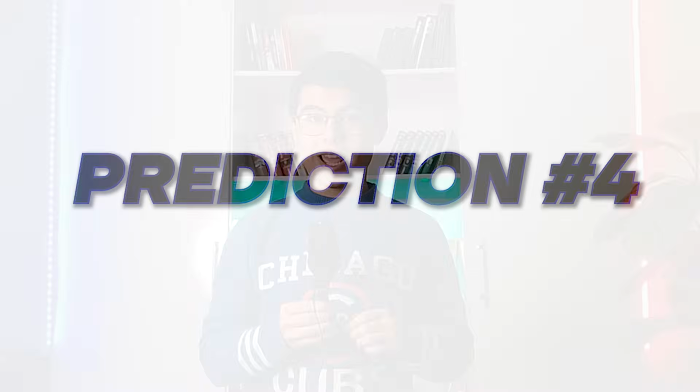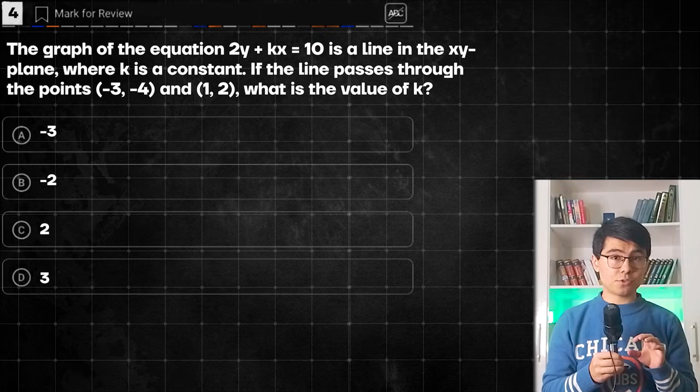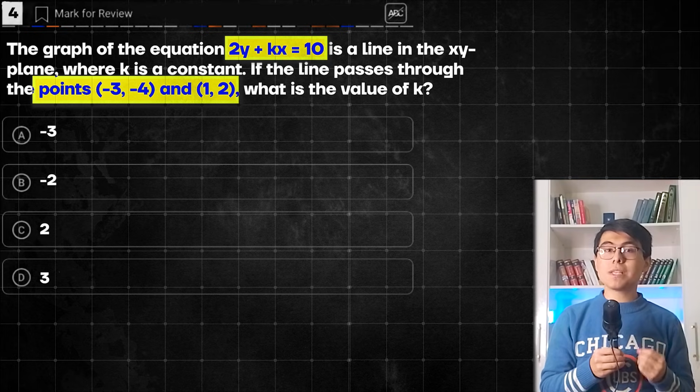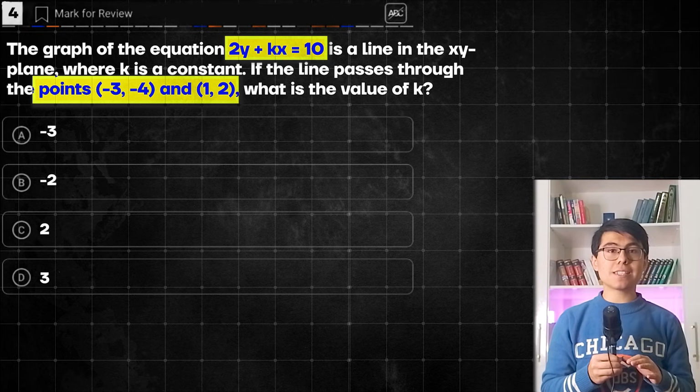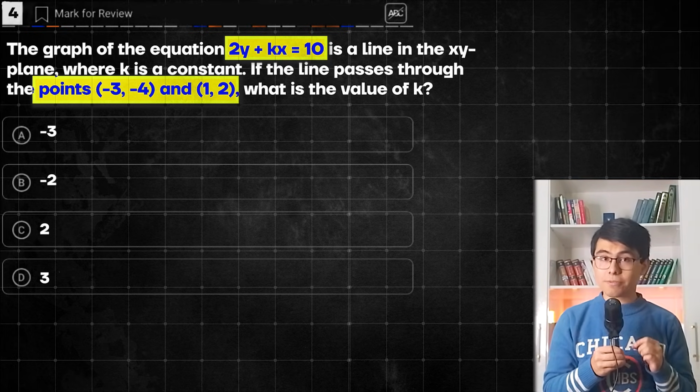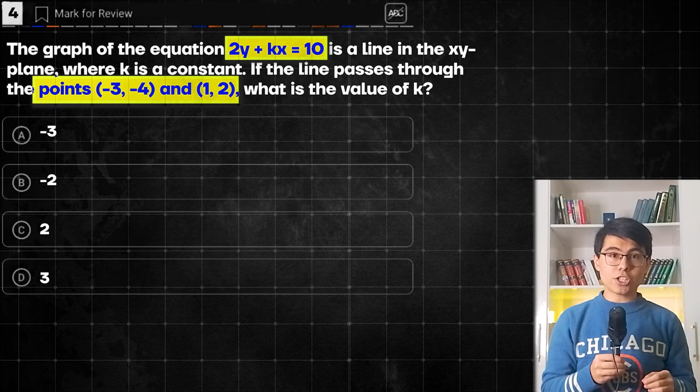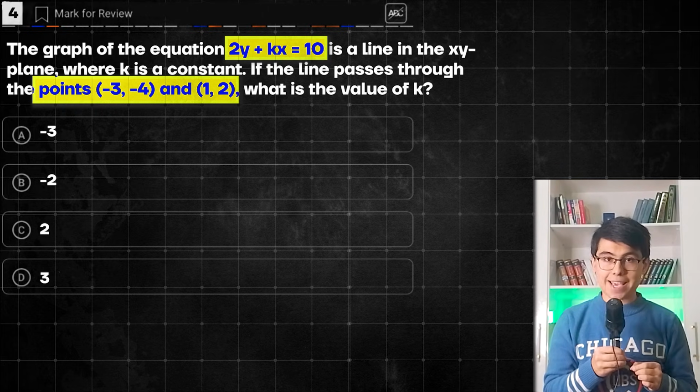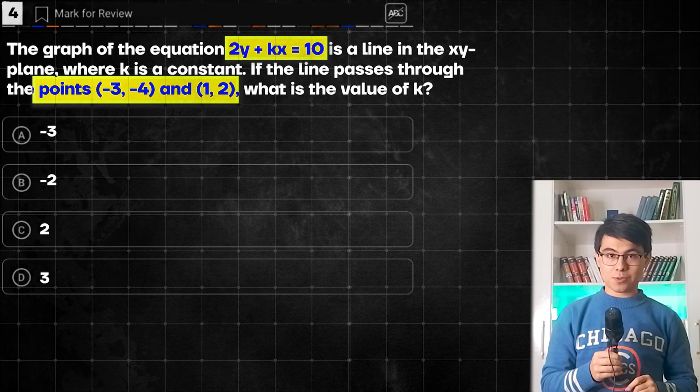Prediction number 4. This one looks very easy, but the SAT loves to sneak in tiny traps. We have 2 points, 1 line, and 1 mystery constant. And if you miss it, you might completely fail your test. And the question is, what is k? So now it's time to solve this question.